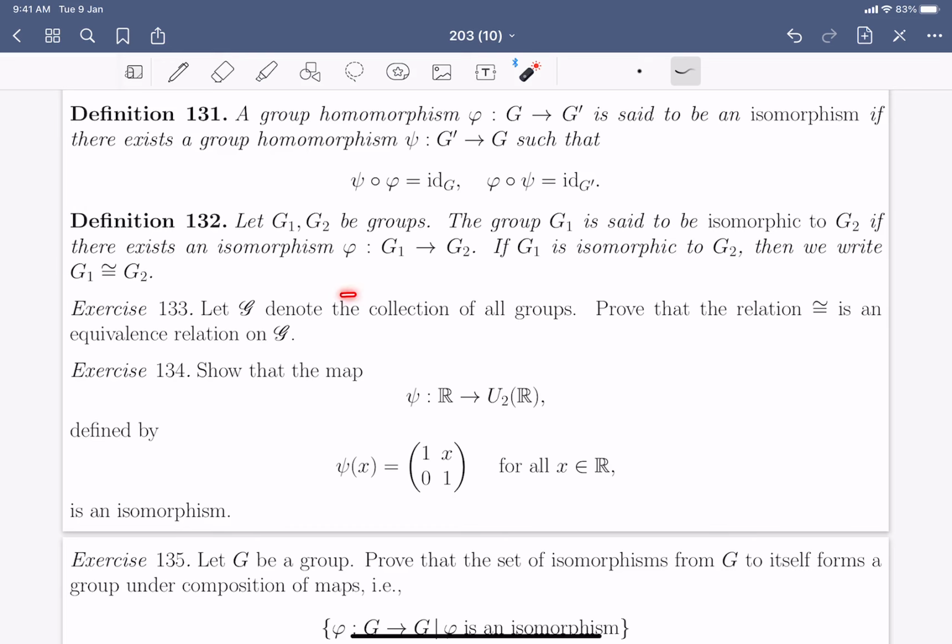Okay, so if you take the collection of all groups, then one can show that this notion of being isomorphic, that is, we say G1 is isomorphic to G2 if there is an isomorphism phi from G1 to G2, is an equivalence relation on the collection of groups. Okay, this is again an exercise left for you, so please work on it.